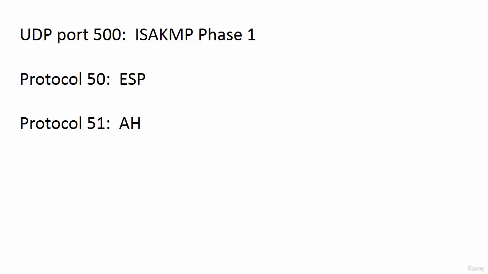I'm going to give you one that we didn't see, because we didn't use authentication header at all, but that is protocol 51. So again, UDP port 500, that's in use during ISAKMP phase 1.